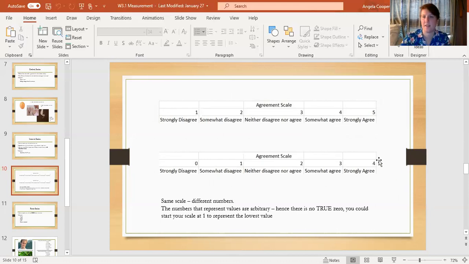There's no true 0. While we can use these numbers to analyze and do statistics, the numbers themselves are relatively arbitrary. They can really be set at any number, although typically we set it at 1 to something or 0 to something. You'll find that I prefer starting scales at a 1 to whatever, because I just don't care much for starting scales at 0. But that's just me. If you're a 0 to 4 kind of person, then you do you.